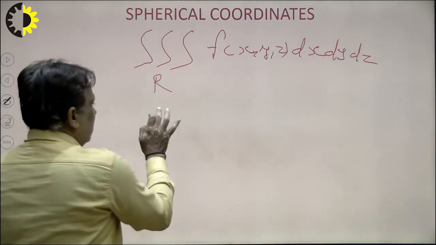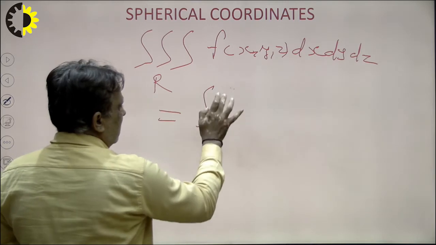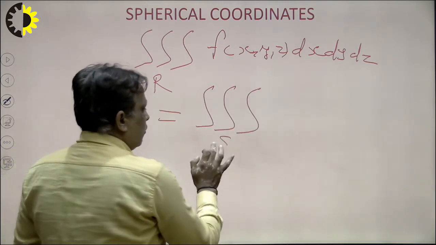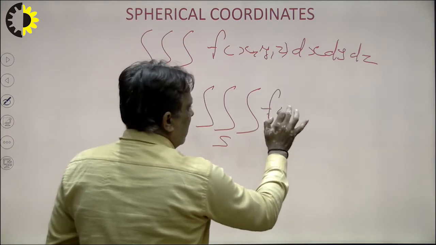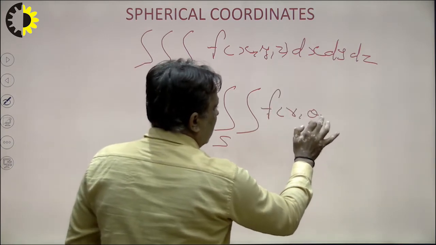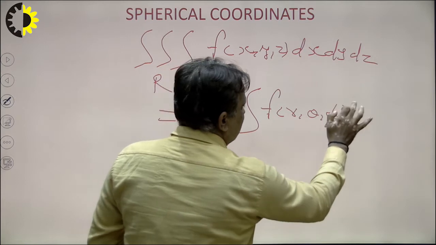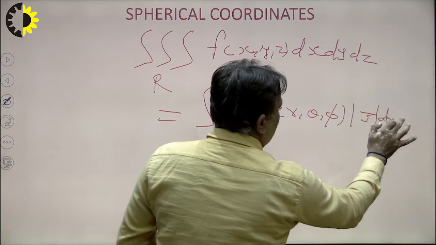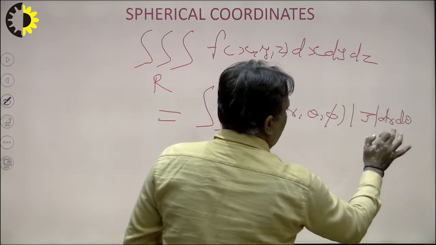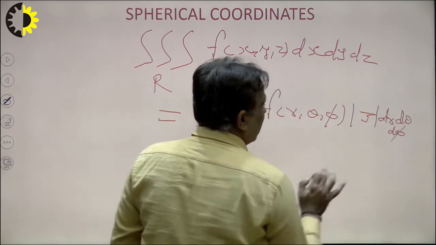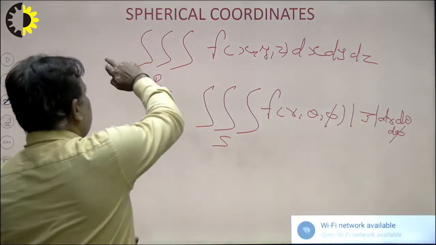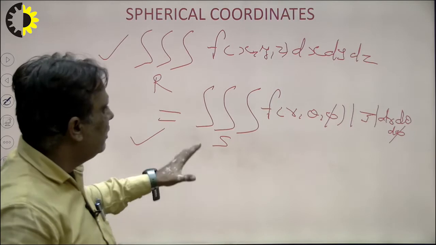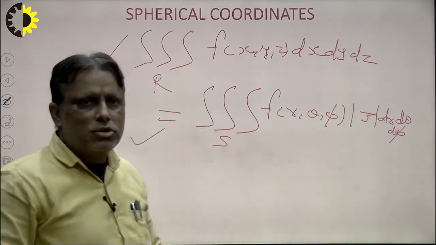I see here this is transformed into another form with the help of spherical coordinates. I write here, f(r, theta, phi) times the modulus of the Jacobian, and in the previous lecture I explained how to calculate the value of the Jacobian, dr d theta d phi here. So in this way this Cartesian problem is converted into spherical coordinates and can be solved easily.